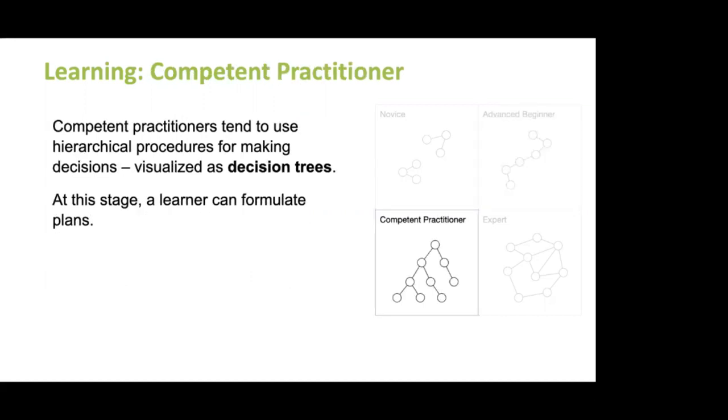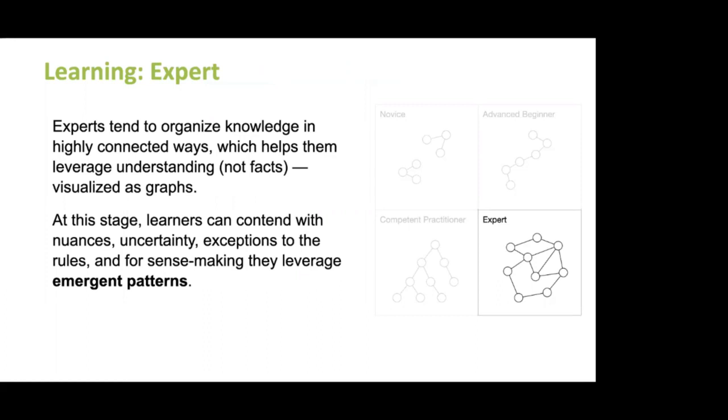As people become more competent practitioners in the field, they tend to leverage a more hierarchical process for organizing the knowledge that they've acquired. This is commonly visualized as decision trees, and at this stage, a learner can really formulate plans for other people to take action. So there's a lot of analysis going on here. But then as you get into more expert levels of a subject, people understand how to break the rules, and where the rules just don't fit. Understanding the exceptions to the rules means that instead of a decision tree, you're working with a graph.